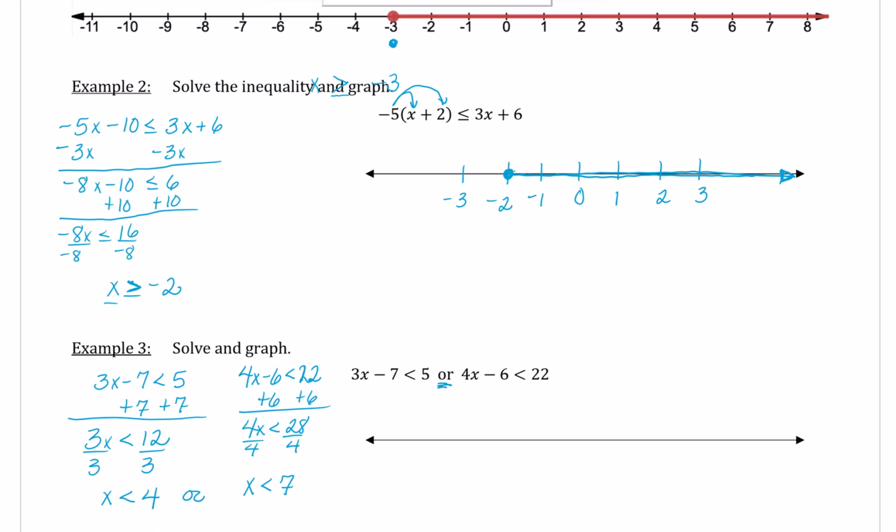So on the or one, we want the one that includes the most. So anything that is less than 4 is also less than 7. So in this sense, since it's or, I can just graph the x is less than 7. So it's an open circle because I'm not including 7, but I'm including all the numbers that are really close to 7. So notice they're both graphed. Less than 4 would be an open circle here, but that would also fit the less than 7.